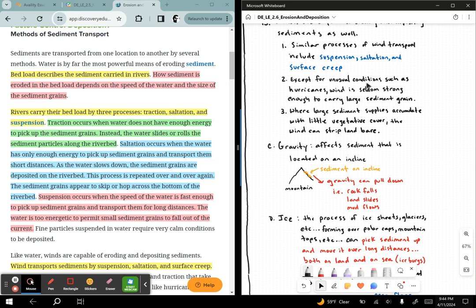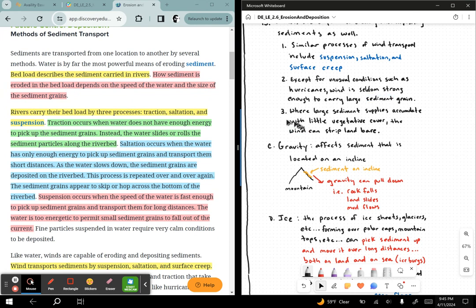Number two, except for unusual conditions such as hurricanes. Remember, hurricanes can have speeds over 75 miles an hour into the 100 mile plus miles per hour, right? Unless you're talking about those unusual conditions, hurricanes, tornadoes, for the most part, wind is not usually strong enough to carry large sediment grain. Okay, and that makes sense, especially out here on the West Coast in California. We don't really experience a whole lot in the way of hurricanes and tornadoes. So the wind that we usually see is not strong enough to pick up big material.